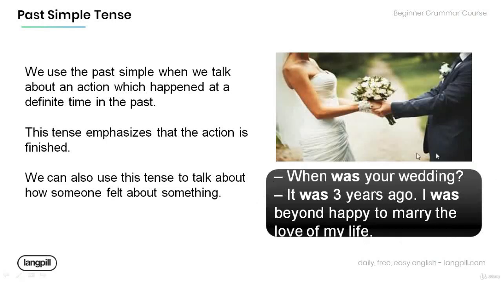Let's have a look at the dialogue over here. When was your wedding? It was 3 years ago. I was beyond happy to marry the love of my life.